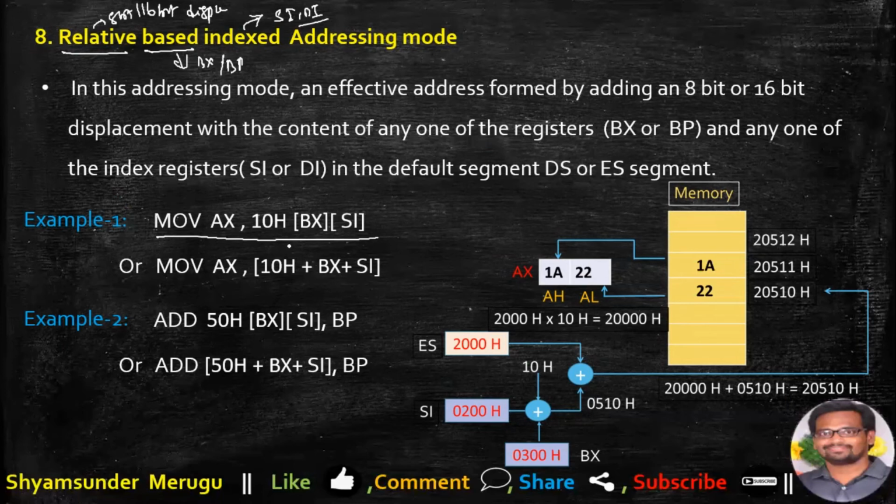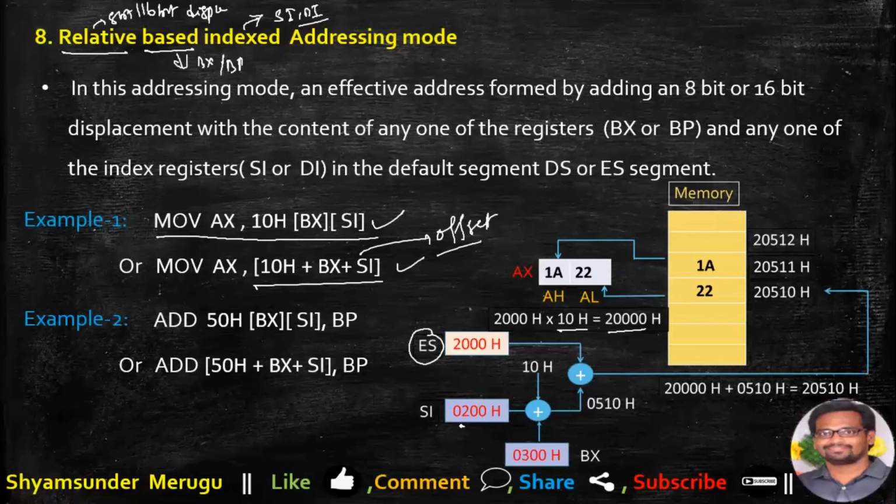So this instruction may also be written like this. Now this entire thing will give us the offset address, and the segment register that we are using is extra segment. Now the extra segment is giving the base address 2000 H. Now it is multiplied with 10 H, we get 20,000 H. Now it is 200, that is given by SI, and the BX is providing us 300, right?